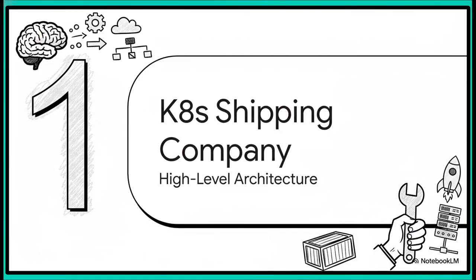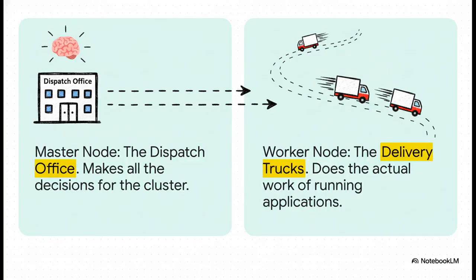All right, first things first. Before we even think about building this thing, we have to understand the two main parts of the company. Basically, the part that thinks and the part that does all the work. And this really breaks it down perfectly. You've got the master node, that's our central dispatch office. It is literally the brains of the entire operation, making all the big decisions. And then you have the worker nodes. These are our fleet of delivery trucks. They're the muscle, the ones out there actually doing the heavy lifting and running our apps.